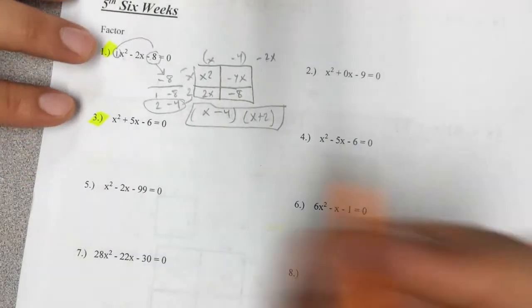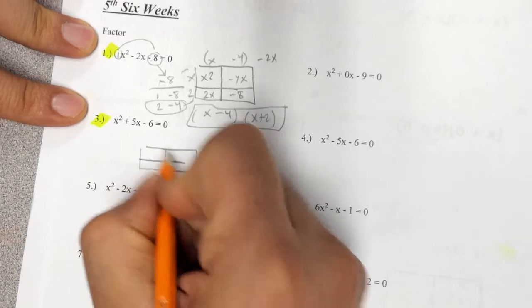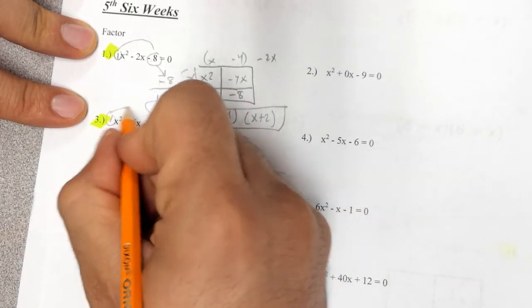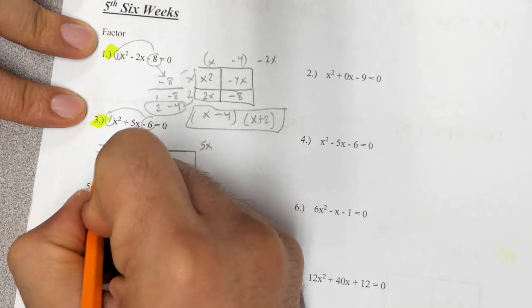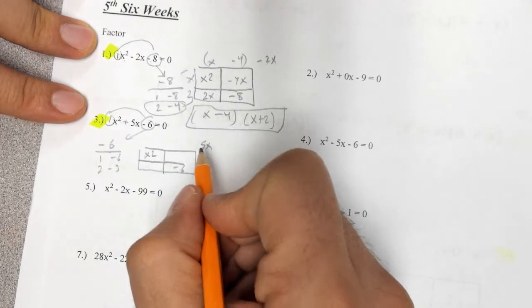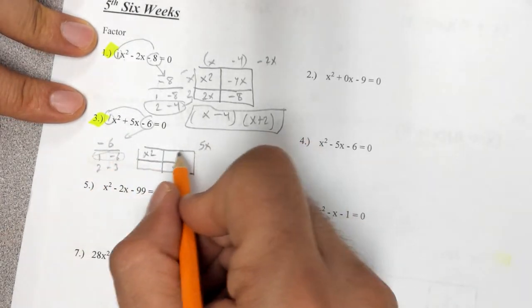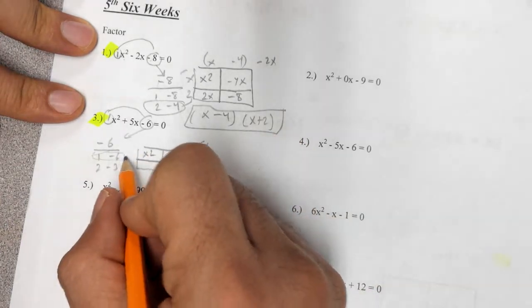Same thing right here. X squared, 5x, negative 6. 1 times negative 6 is negative 6, and that gives me 1 and negative 6, 2 and negative 3. In order to get 5x, we're going to put 1 minus 6. 1 minus 6 gives me negative 5, so I have the right number. This will give me a 5. This has a 5, but this one's negative, this is positive.